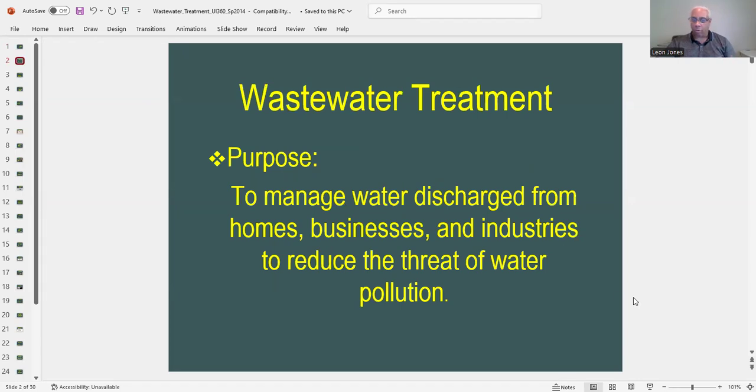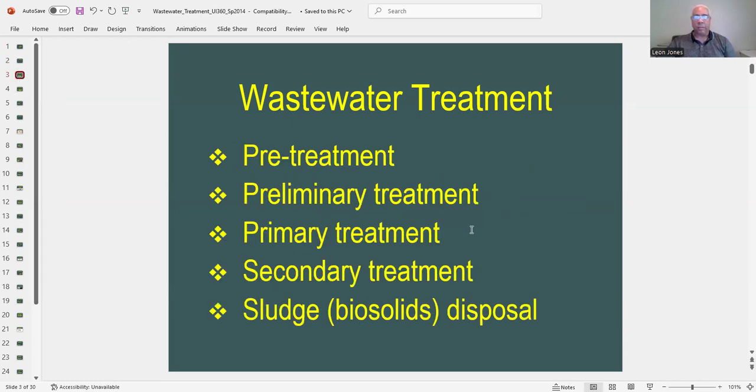Now, water treatment. The purpose is to manage water discharge from homes, businesses, and industries to reduce the threat of water pollution. When we deal with water treatment, there's pre-treatment, preliminary treatment, primary treatment, secondary treatment, and then we talk about the biosolids, which has waste or sludge disposal.